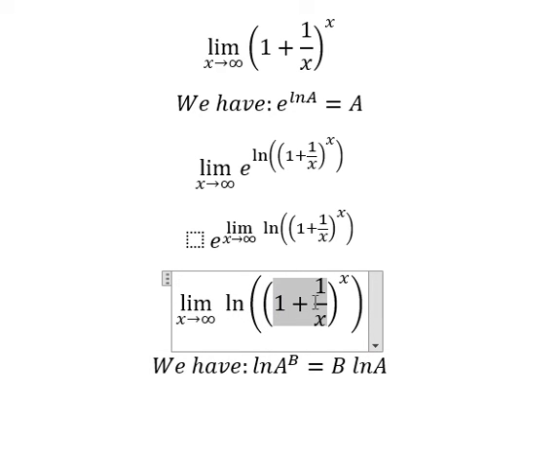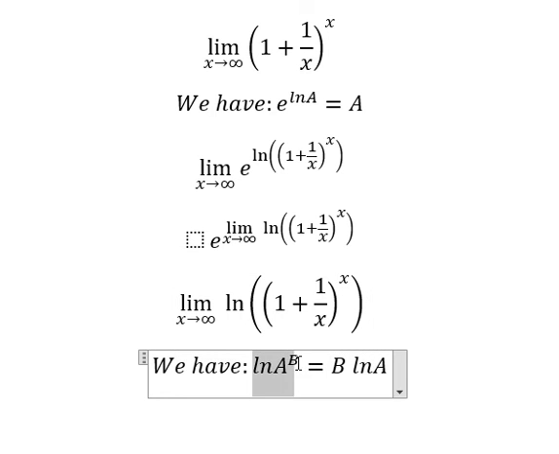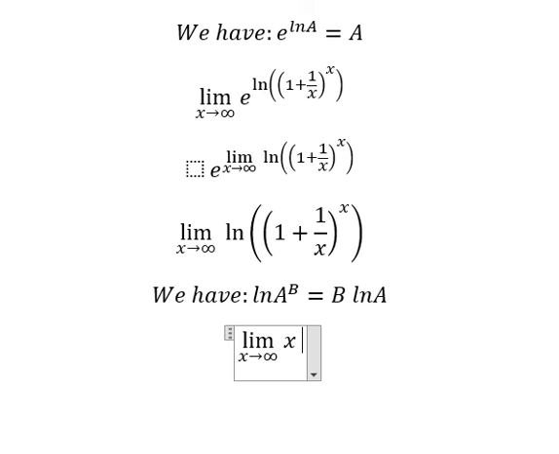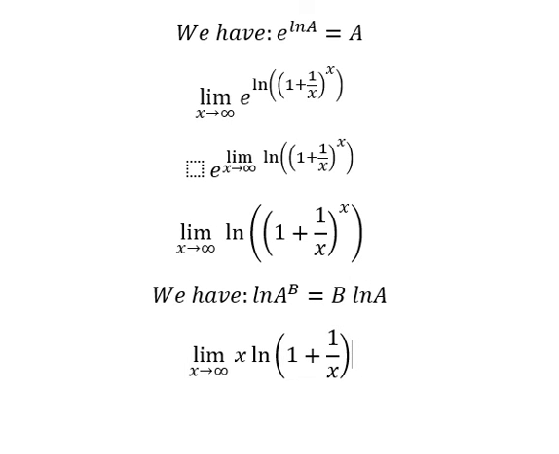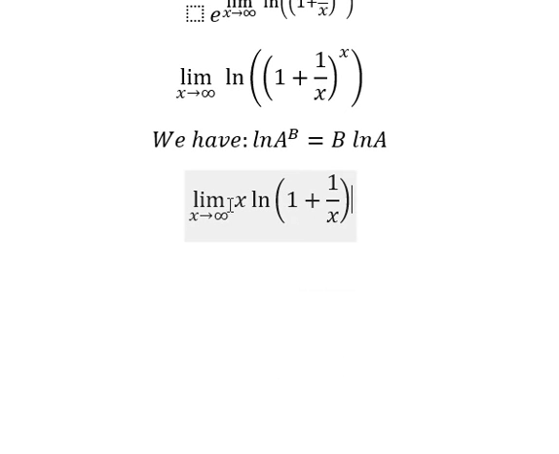So this one is about capital A, and this one is about capital B. Now we need to transform this one into this one. So we have s ln of 1 plus 1 over s. Next, about s, I will put it into the denominator.